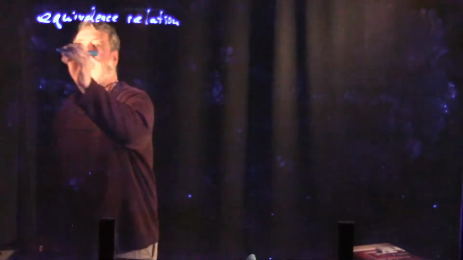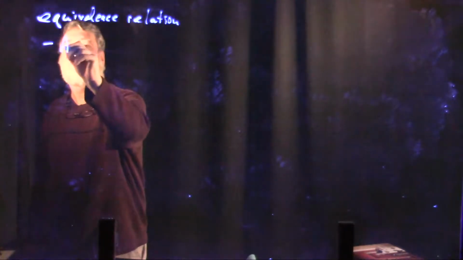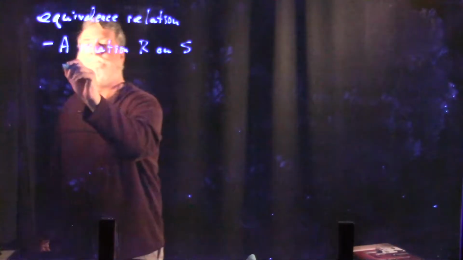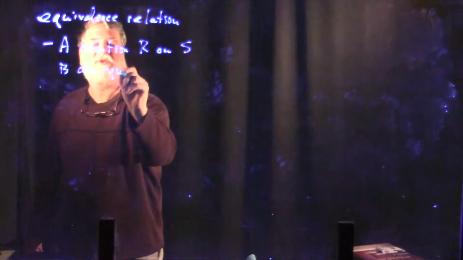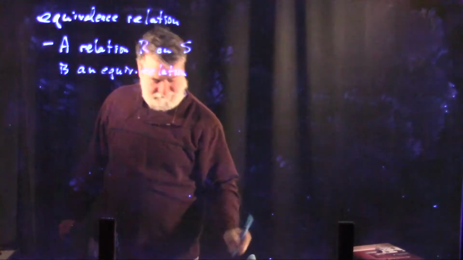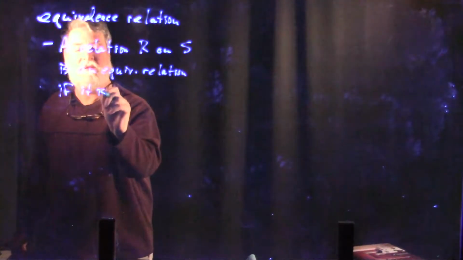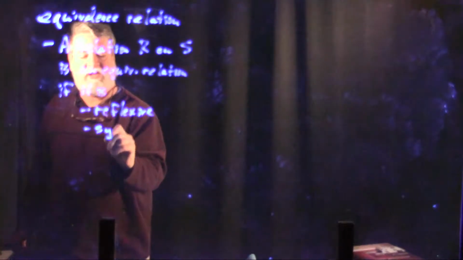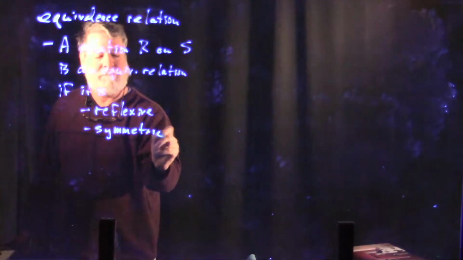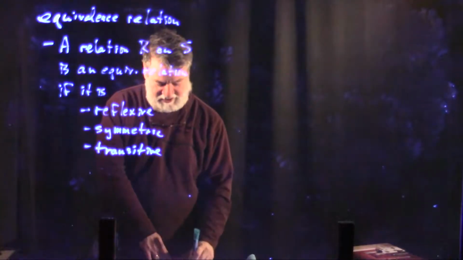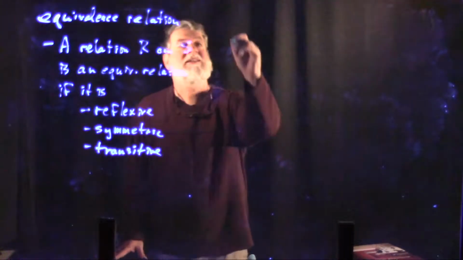So let's talk about what makes something an equivalence relation. To be an equivalence relation, you need 3 properties. A relation R on S is an equivalence relation if it is reflexive and symmetric and transitive. Has to have those three properties. And these are important properties to understand.